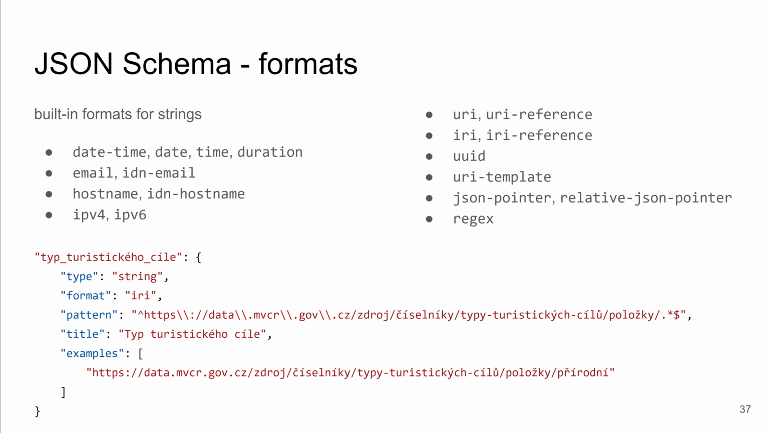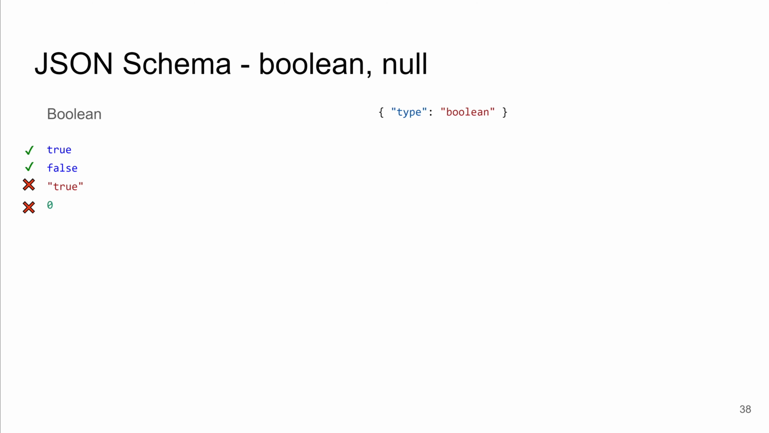For instance, here we have a string data type which has the IRI format. It is in addition restricted using a regular expression pattern, and what you can see here is another annotation, which is examples. It contains an array with example values that can be used as values of this particular JSON key. So this is very beneficial for developers when they view the JSON schema and they also see some examples of valid values. Besides objects, there are Boolean values, so true and false, those are valid.